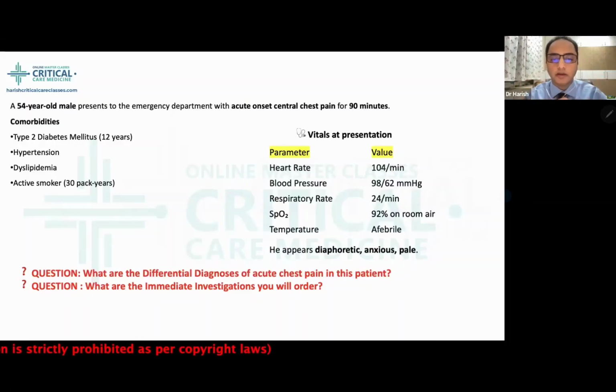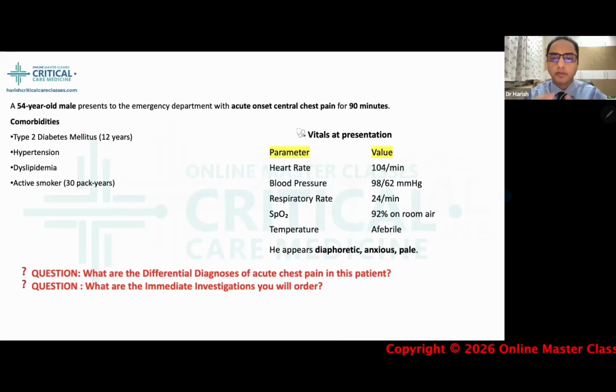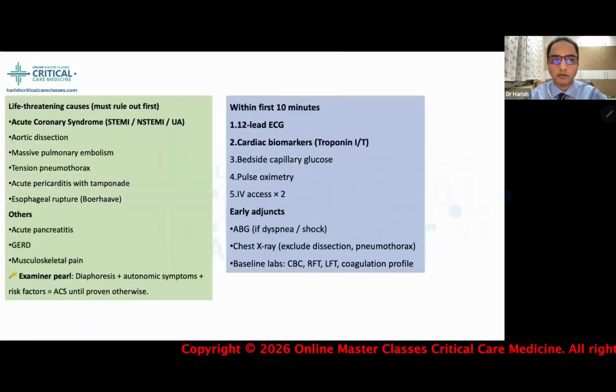What are the differential diagnoses of acute chest pain in a patient presenting to the emergency department? What immediate investigations will you order? Very important, your viva starts like this. A middle-aged male with multiple comorbidities, chest pain, tachycardia, borderline blood pressure, saturating around 92% on room air. What are your differential diagnoses?